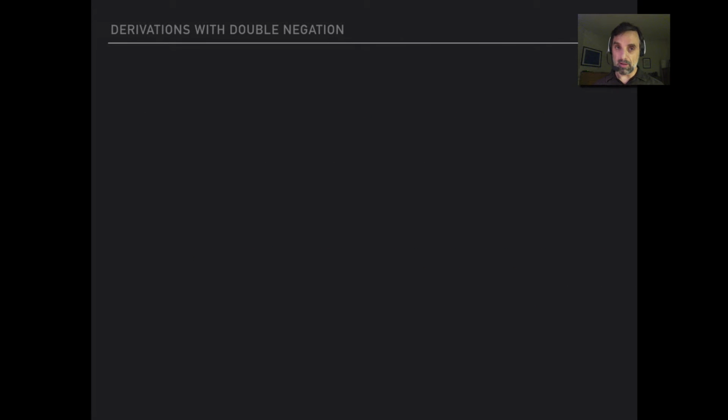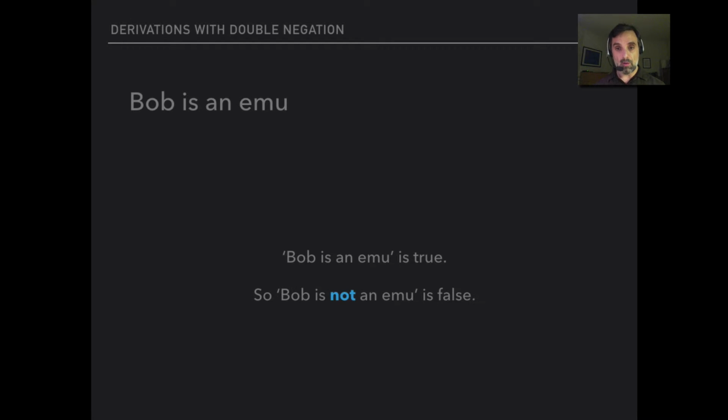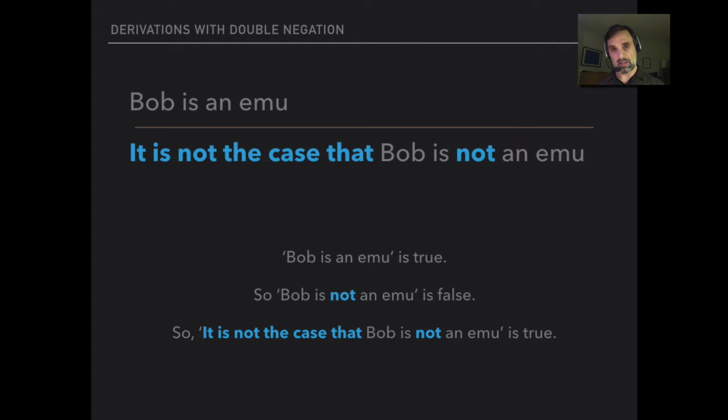And we can infer in the other direction. So take Bob is an emu. Well, suppose that sentence is true. That means Bob is not an emu is false. Bob is not an emu is a denial of Bob is an emu. If the original sentence is true, the denial is false. So now we say Bob is not an emu, and we deny that. We say, no, that one's false. And we form the sentence, it is not the case that Bob is not an emu. So Bob is not an emu is false, and that means the big it is not the case that is true. And so this is a valid inference.